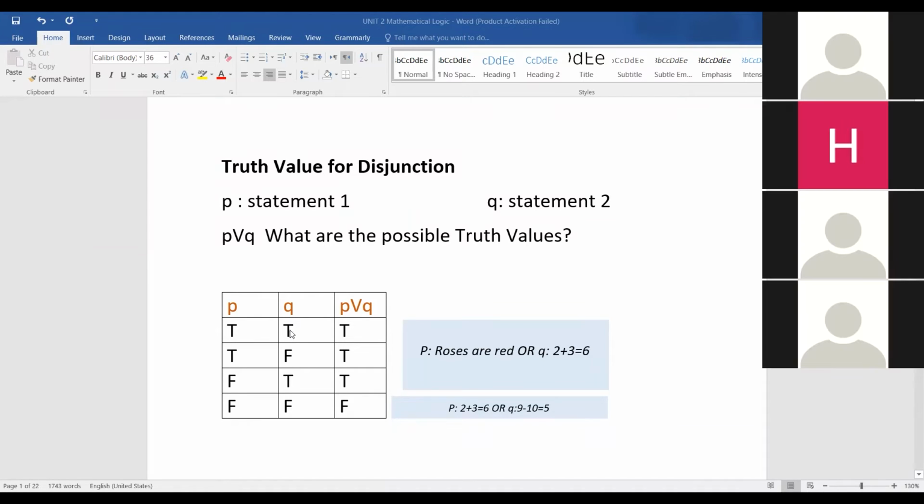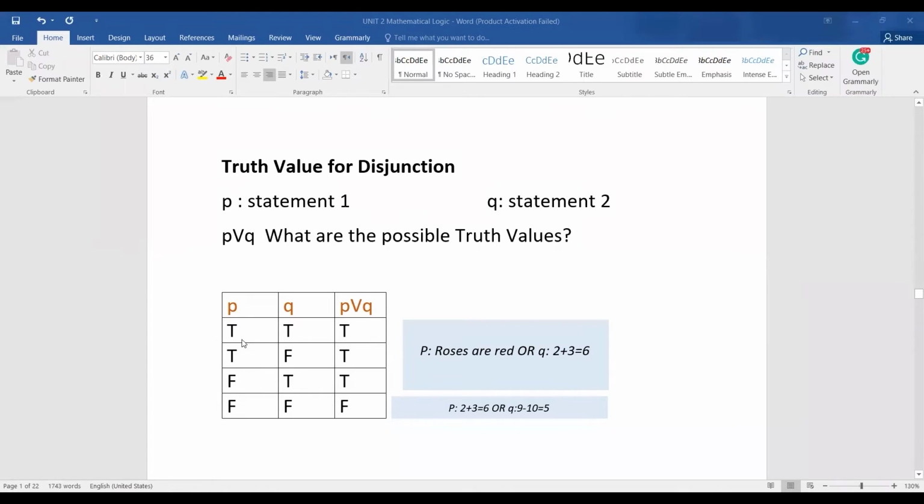Both P and Q could be true. One could be true, the other could be false. One could be false, the other could be true, or both of them could be false. So when we say P or Q, we say or. When the first one is true or the second one is true, then it gives us a true value. When we say or, we don't care if both of them are true. We just need one value to be true. Either P is true or Q is true, so it gives us the value true.